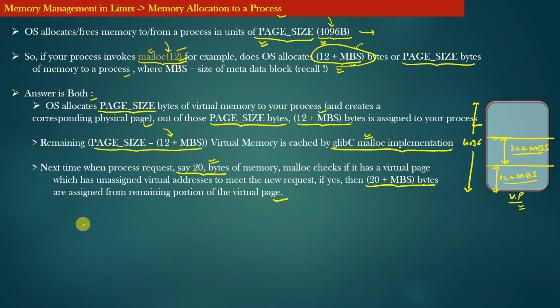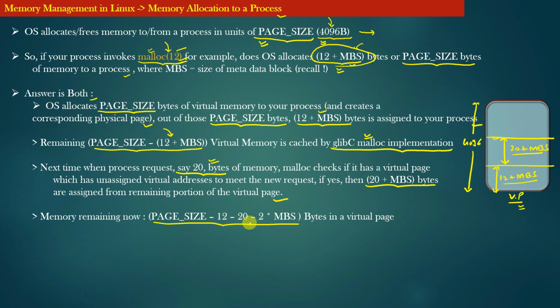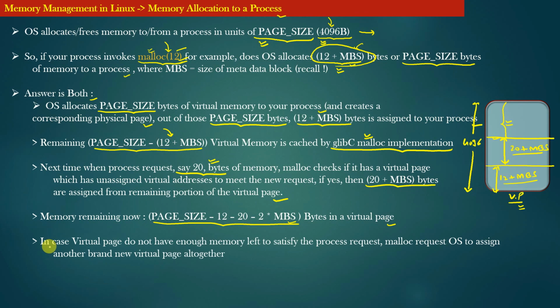After satisfying malloc 12 and malloc 20 requests by a process, the memory remaining in the virtual page will be equal to page size minus 12 minus 20 minus 2 into MBS bytes. This is the amount of memory that is still remaining. And in case the virtual page does not have enough memory left to satisfy the process request, malloc requests the operating system to assign another brand new virtual page altogether. A diagram is worth a thousand words, so let us discuss all these points with the help of a diagram in the next slide.